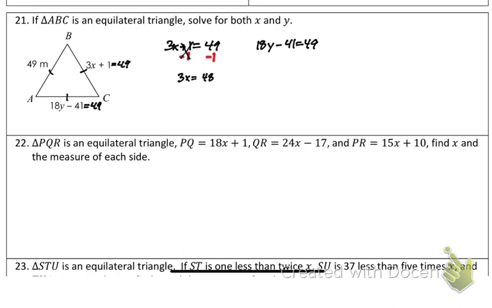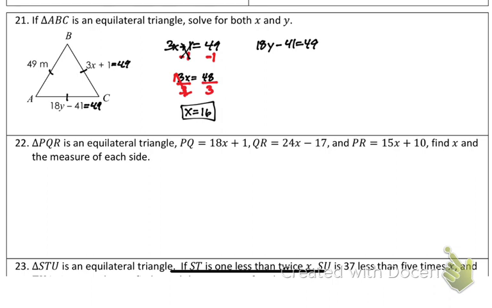Then I have 3 times x. The opposite of multiplication is division, so I'm going to divide both sides by 3. 3 over 3 is 1, so I have 1x is going to equal 16. X just equals 16.